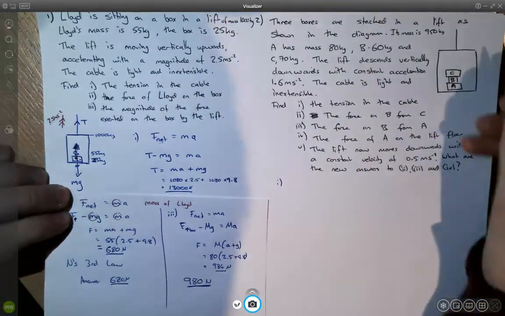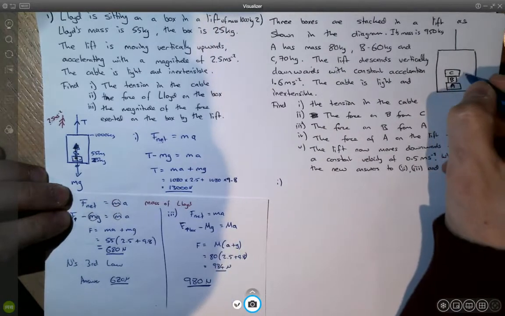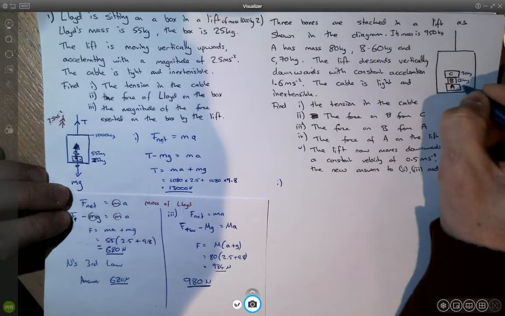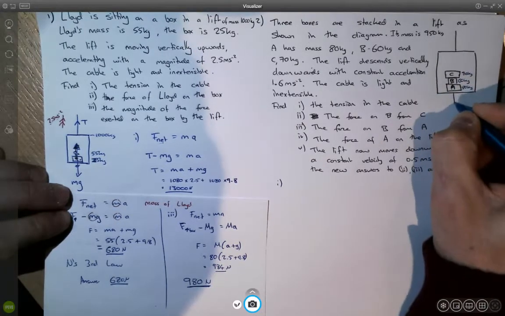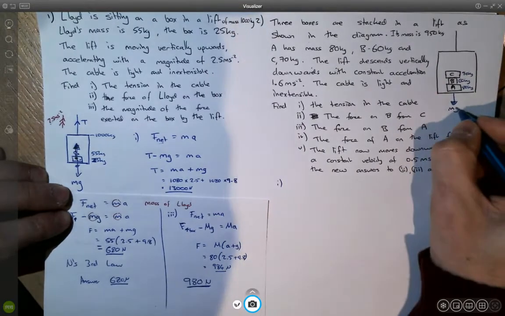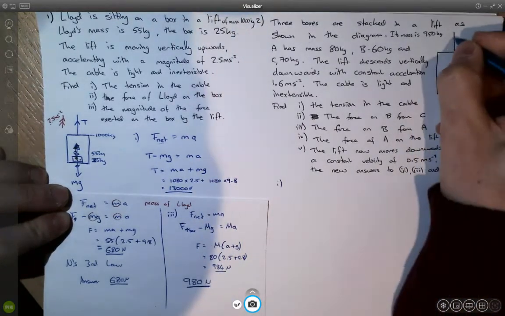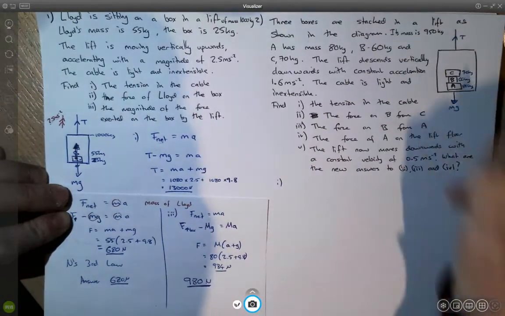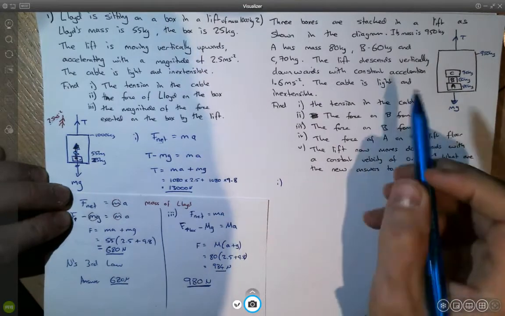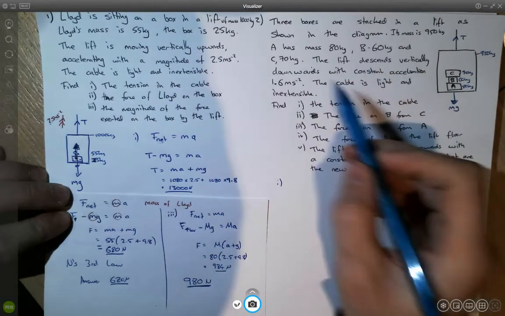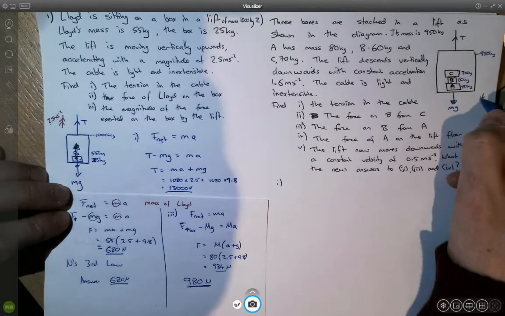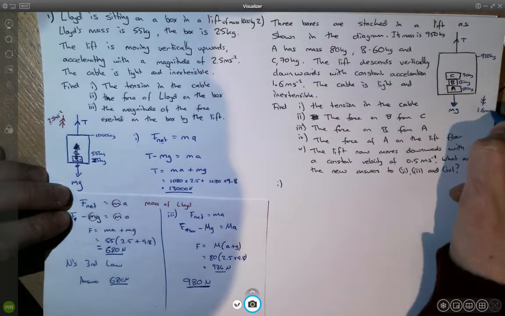We've got everything correct. So we've got 70 kilograms, we've got 60 kilograms, and we've got 80 kilograms. We've got the mass of everything times gravity, that's the weight of everything pointing down, and we've got the tension pointing up, and then the lift itself is 950 kilograms. Now it's descending vertically downwards with a constant acceleration of 1.6 meters per second squared.